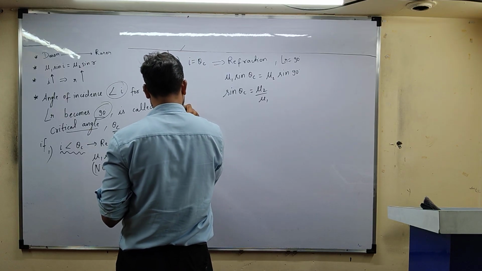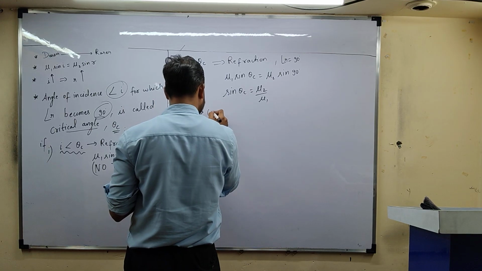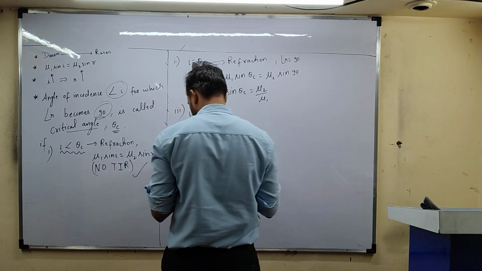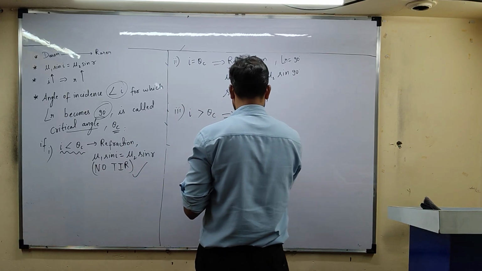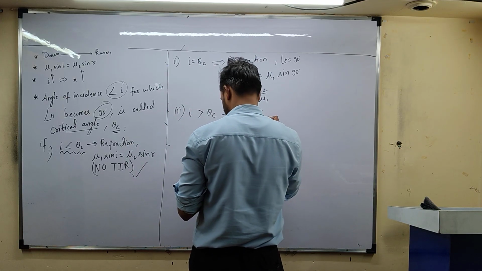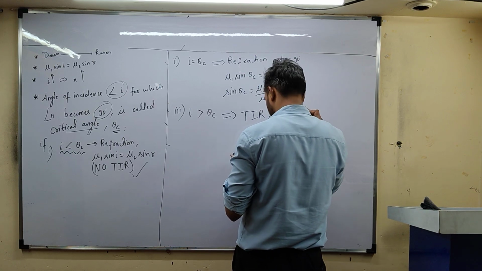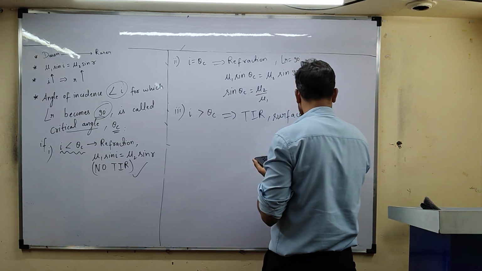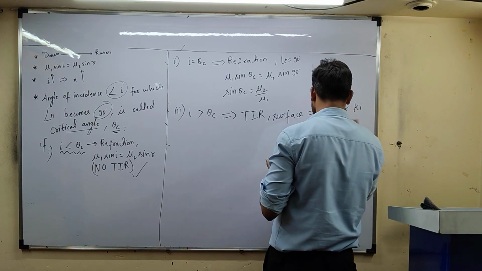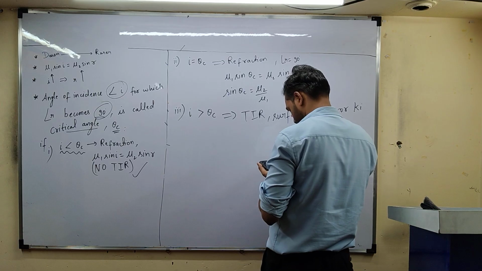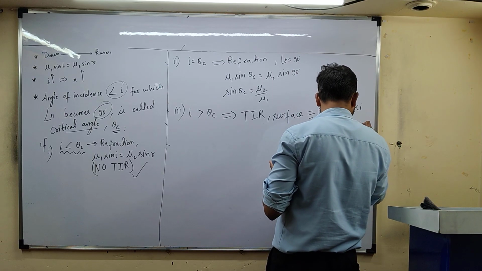Third, I is greater than theta c, then TIR happens on the surface, same surface. मिरर की तरह से बिहेव करेगा.